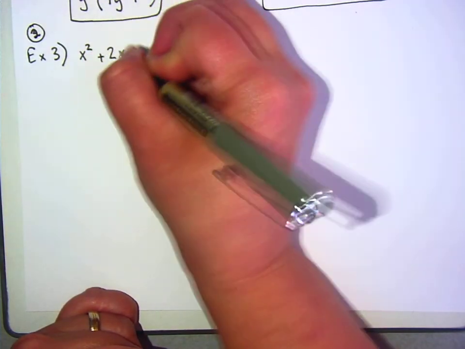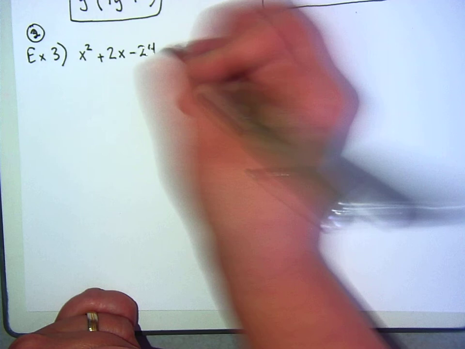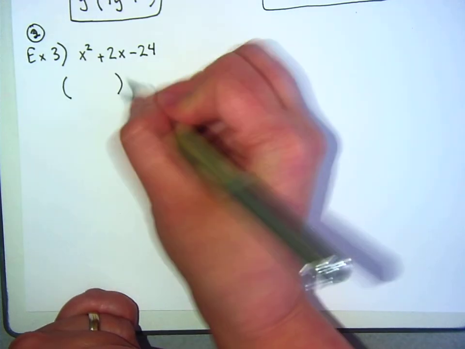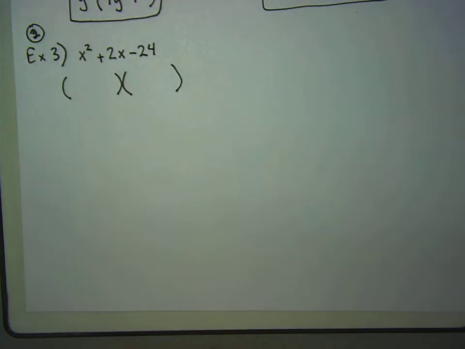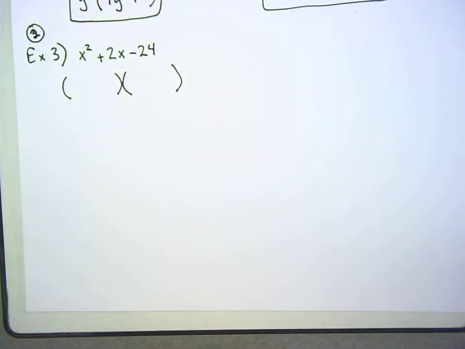plus 2x minus 24. And what we're trying to do right now is figure out what's going to go in these factors. Before you start trying to figure it out, I want you just to listen.